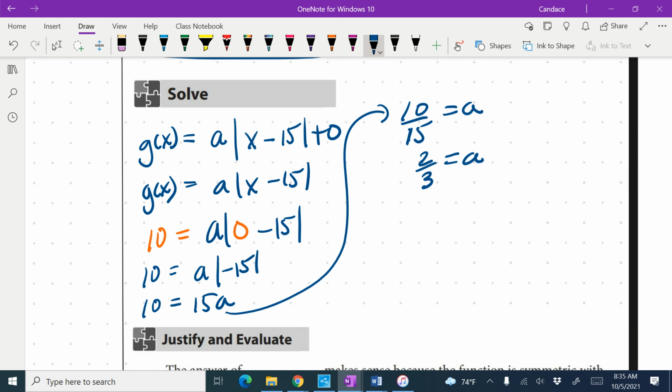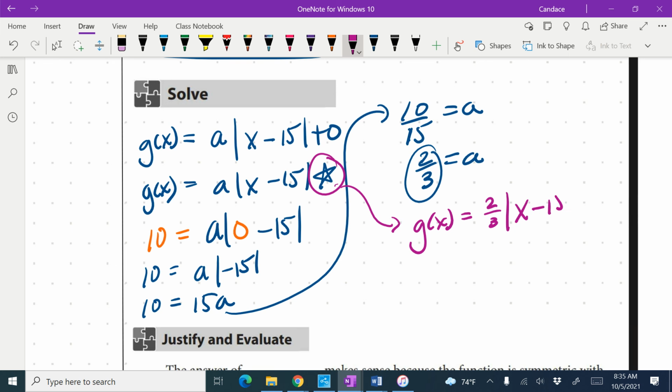It reduces to 2/3. Now, I need the actual equation. So I'm going to take this and plug it back into this line right here for the a. Plug back in there. So g of x equals 2/3 times the absolute value of x minus 15.